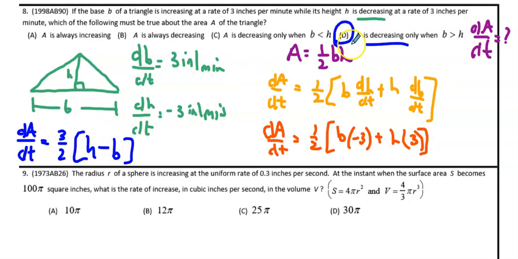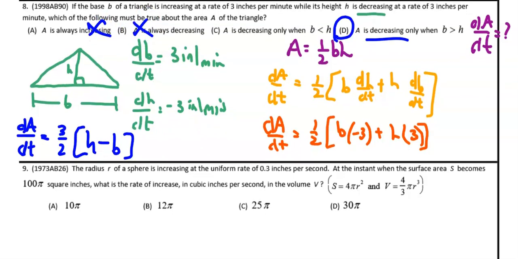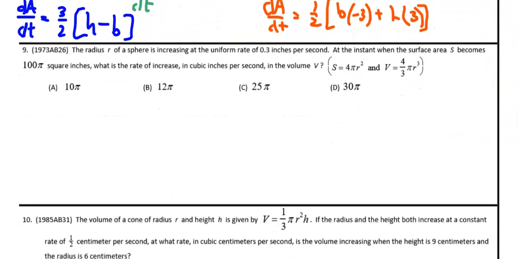So we know that the answer is going to be D. That's only decreasing when this value here is negative, because this value can be negative or positive. So again, that's what eliminates these two right here. All right, so hopefully you guys got that one, and let's move on to question number 9.